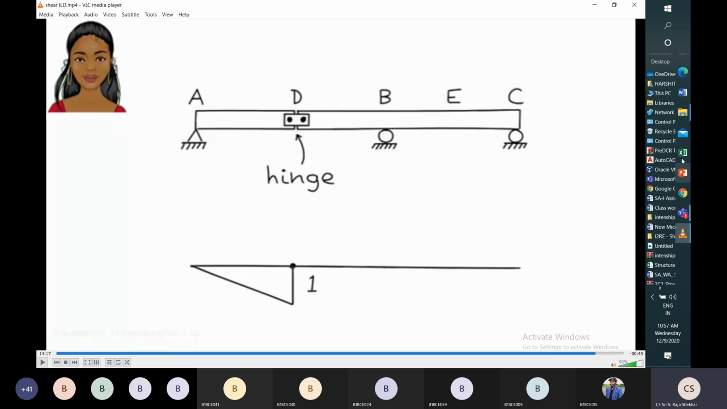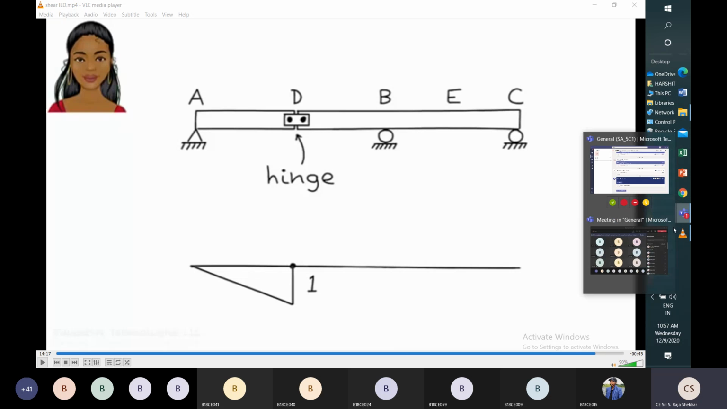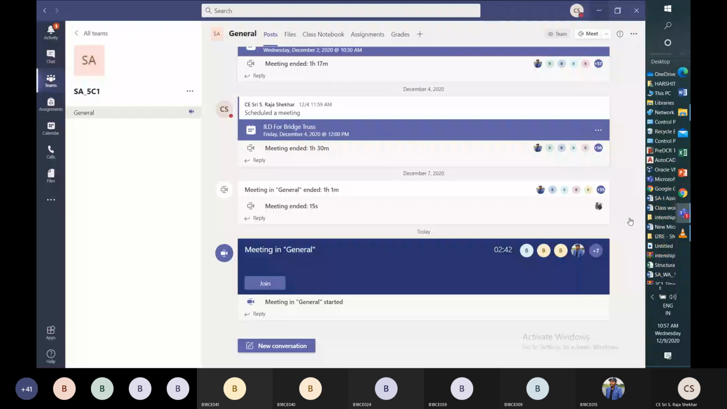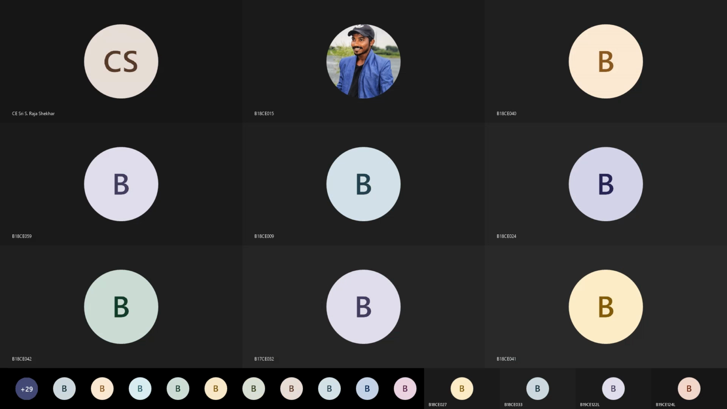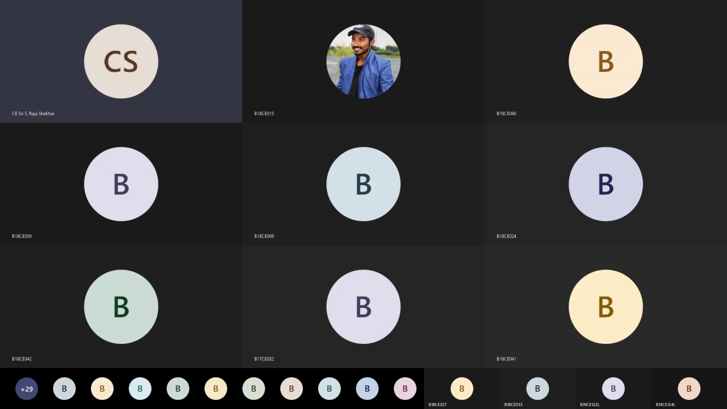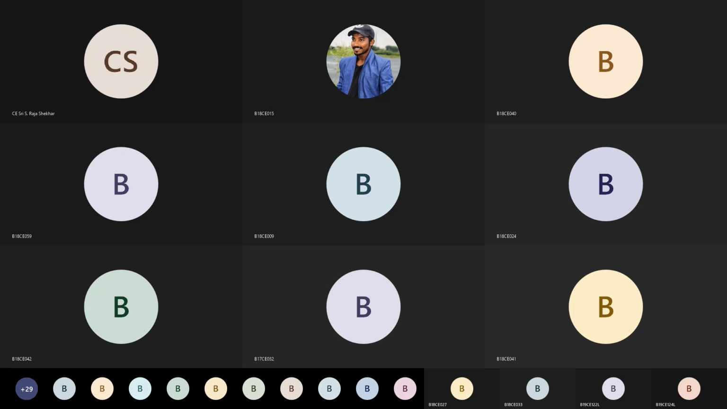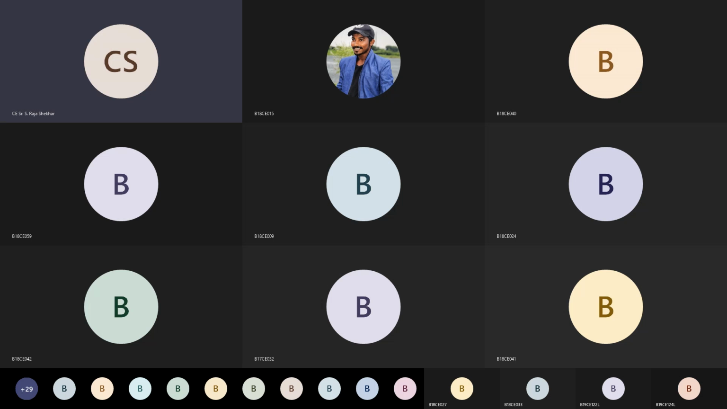Now I want to give an idea about the reaction influence line as well as the moment influence line. So now I will share that animated video. Reaction influence line.